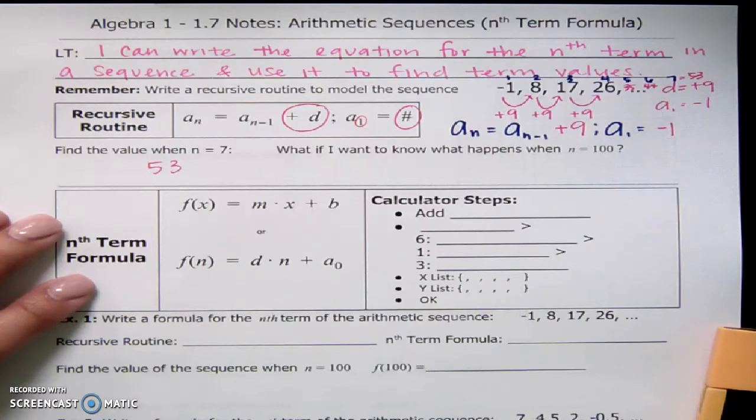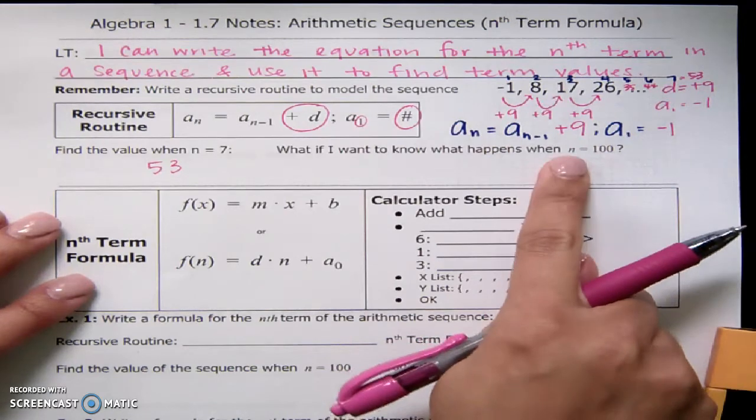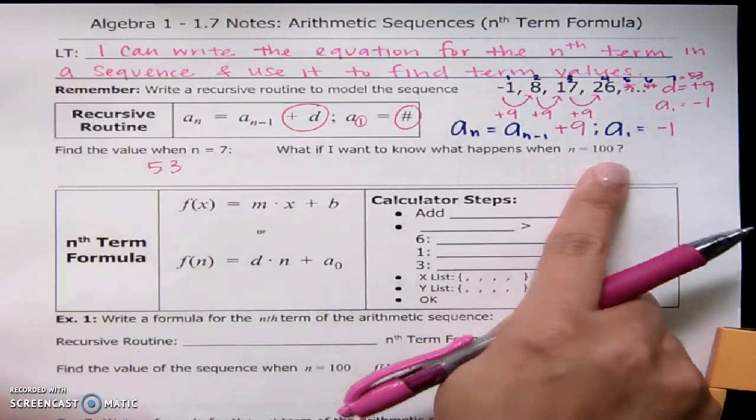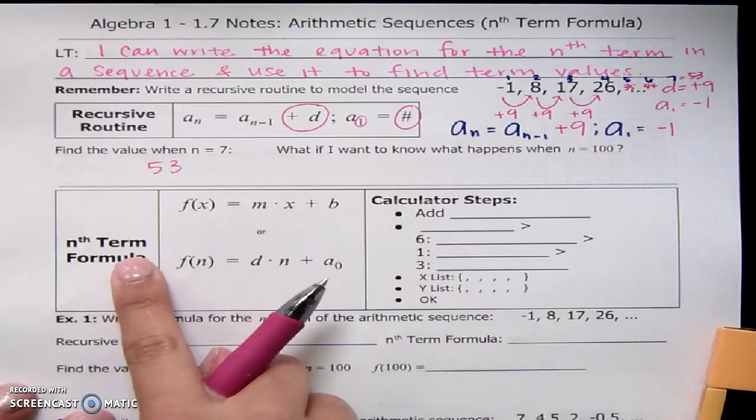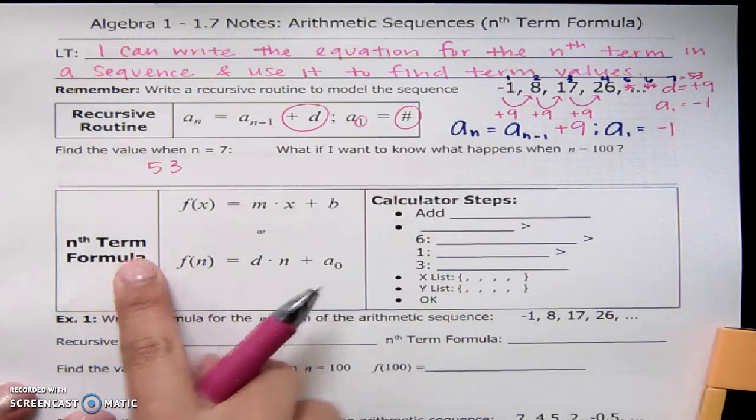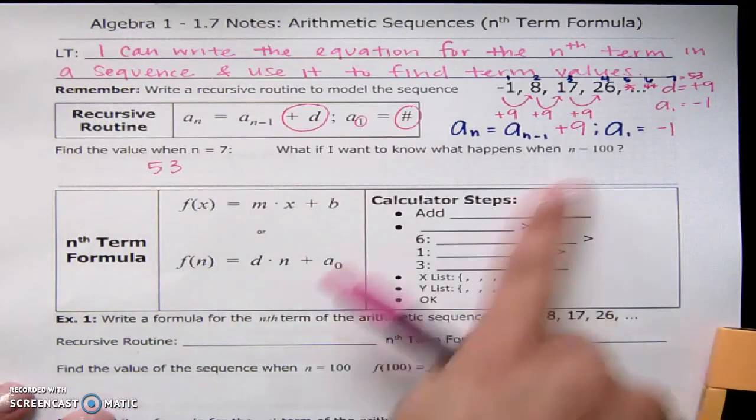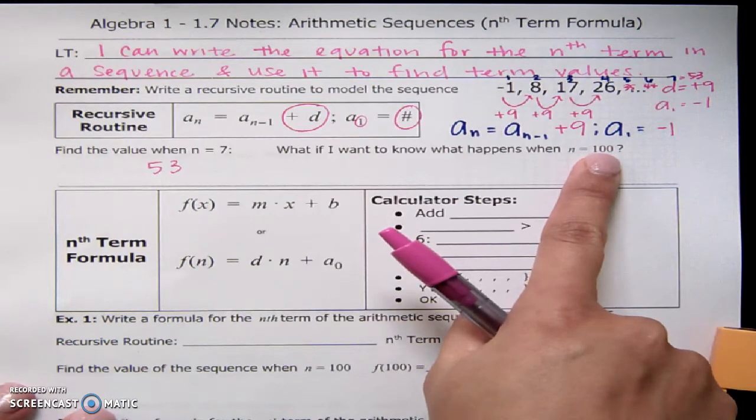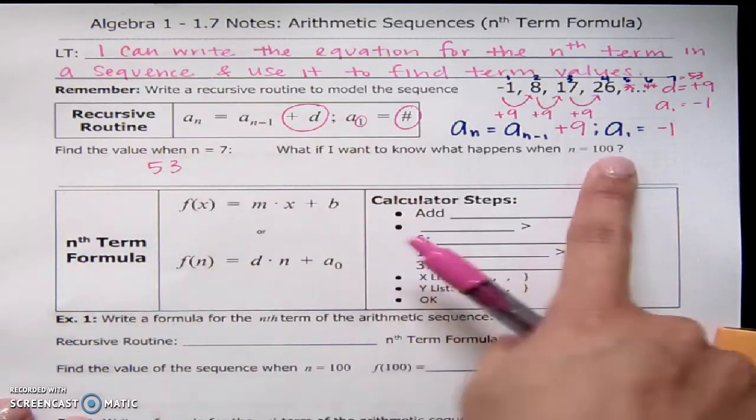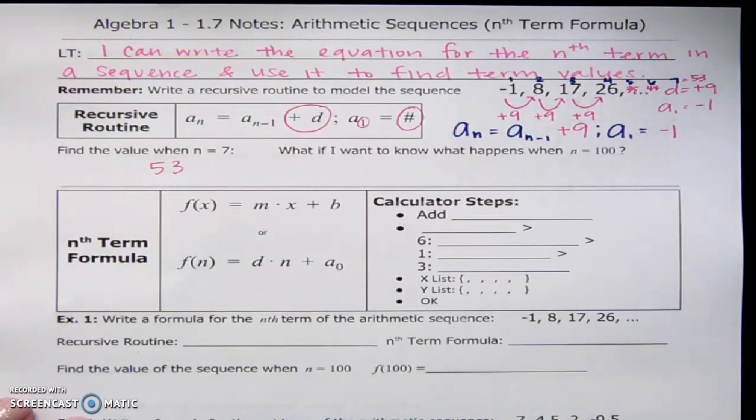What if I want to know what happens when n is 100? Well, that's a lot of work, because that means I need to know 1 through 99 to get 100. So when we need these bigger numbers, that's when the nth term formula comes into play. When it's smaller numbers like this, you can just keep the pattern going. But when they're asking you for the 100th or 250th term, it's going to take some more work if we use the recursive routine. When we're looking for big numbers, that's when the nth term formula comes into play.